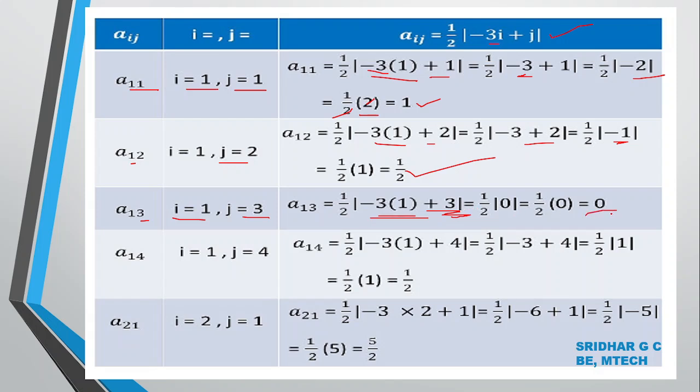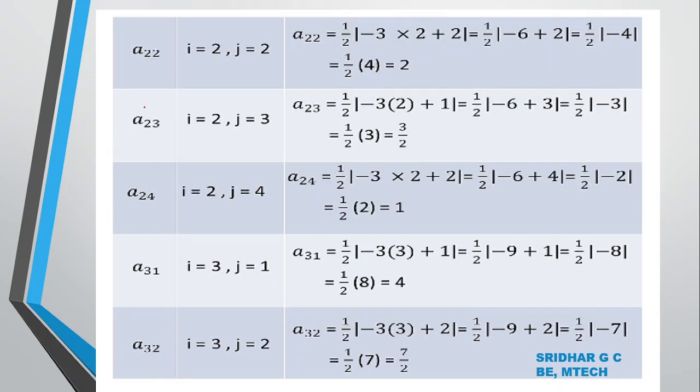0 into anything is 0. So next A14, i equals 1, j equals 4. So minus 3 into 1 plus 4, 4 minus 3. See, 3 is negative, 4 is positive, 4 minus 3 is 1, 1 by 2 into 1, 1 by 2. Next, A21, i equals 2, j equals 1. A21 equals 1 by 2, magnitude of minus 3 into 2 plus 1. 3 twos are 6, but the negative will be there, minus 6 plus 1, minus 5. So minus 5 will become positive, so the answer is 5 by 2.